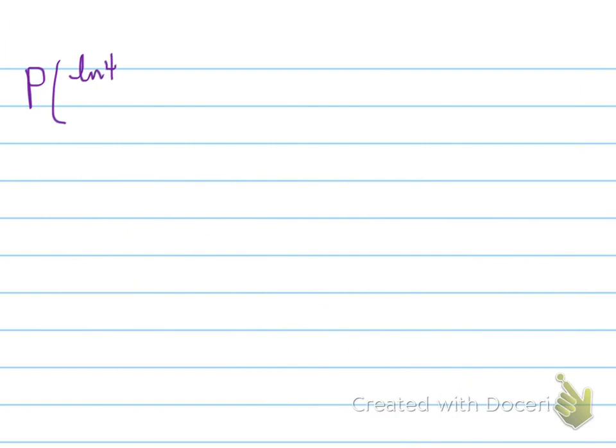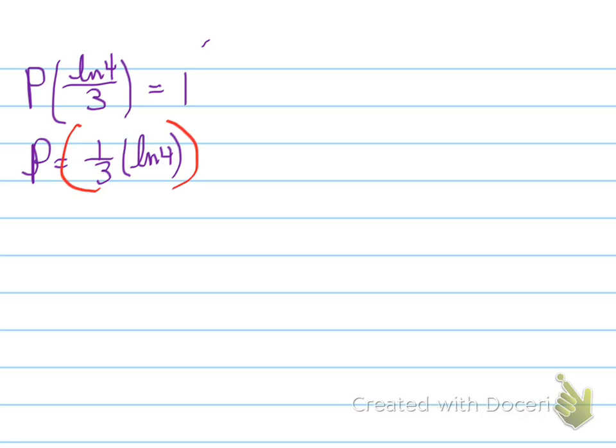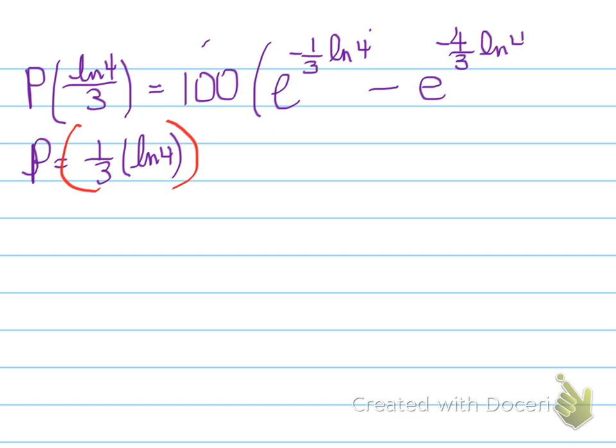Alright, next we're to find what is the highest. Well, you plug in the value p at ln 4 over 3 in the original function. Don't forget that ln 4 over 3 is equal to 1/3 of ln 4. So we're actually going to plug in 1/3 of ln 4. So plug it in: 100 e to the negative 1/3 ln 4 minus e to the negative 4/3 ln 4.